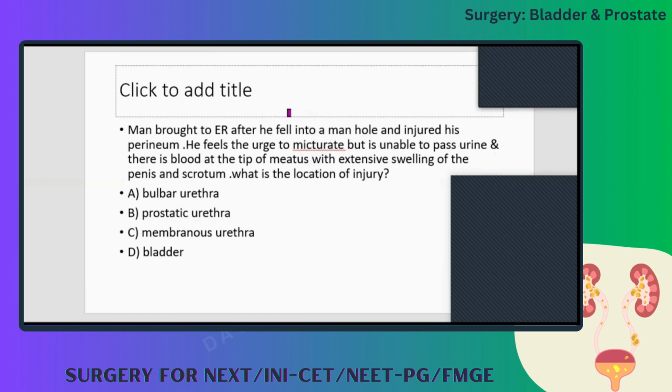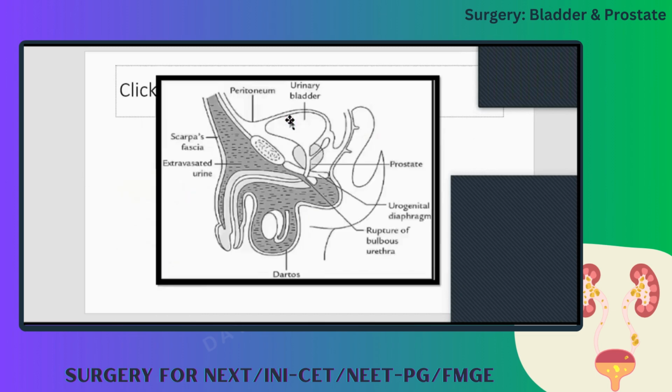By rule out, sir. Because it's a straddle injury, obvious. Manhole injury is there, straddle injury is there. So perineal injury to the anterior urethra. Anterior urethra, here only one part is given, which is bulbar. Prostatic and membranous are both posterior urethra, and bladder is no doubt not the option. So go with bulbar urethra. Okay, clear?